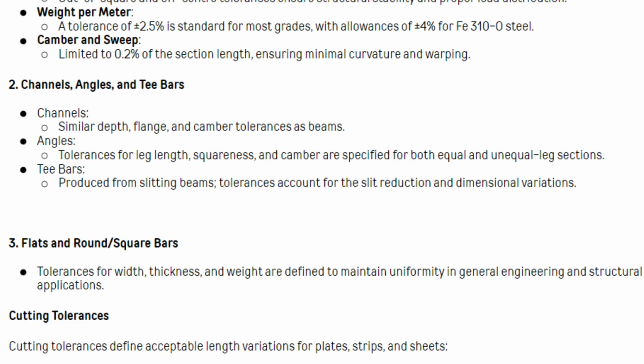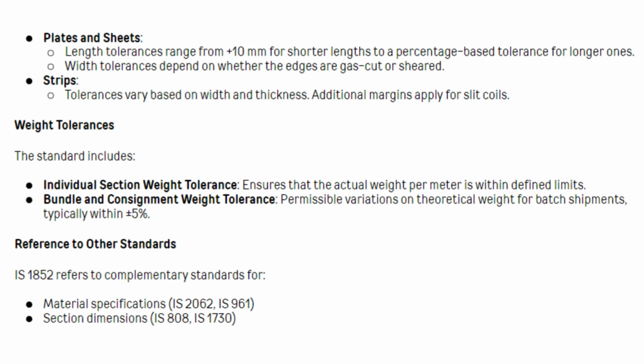3. Flats and round and square bars. Tolerances for width, thickness, and weight are defined to maintain uniformity in general engineering and structural applications. Cutting tolerances. Cutting tolerances define acceptable length variations for plates, strips, and sheets. Plates and sheets: length tolerances range from plus 10 mm for shorter lengths to a percentage-based tolerance for longer ones.